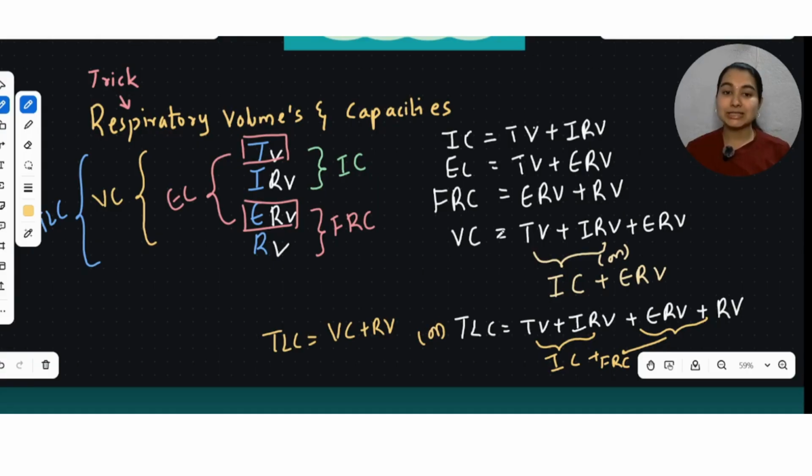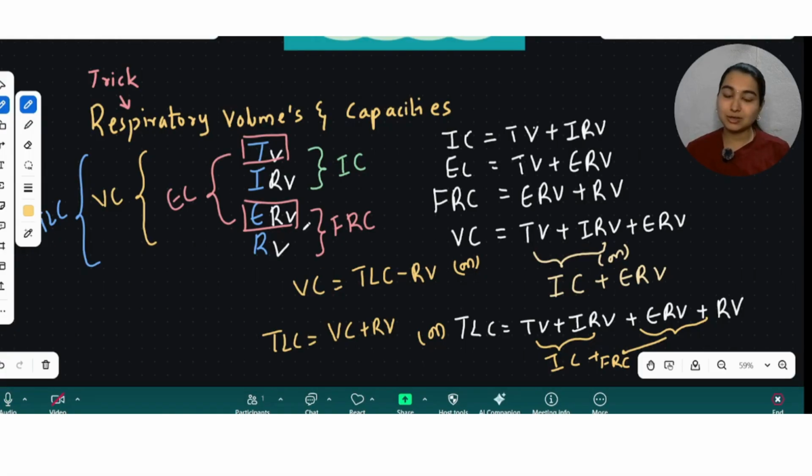Now, can we write the vital capacity in terms of the total lung capacity? Yes, we can do it. How exactly? If I subtract the residual volume from the total lung capacity, do I get the vital capacity? Yes, this is another way of writing it. So if you just memorize this trick, you can easily get all the respiratory capacities accurately.